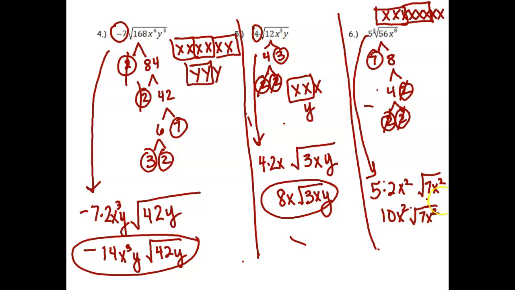And don't forget to put the radical over the whole radicand. Okay, so you guys try 7 through 12 on your own and check it with the answer key that is on the class website.